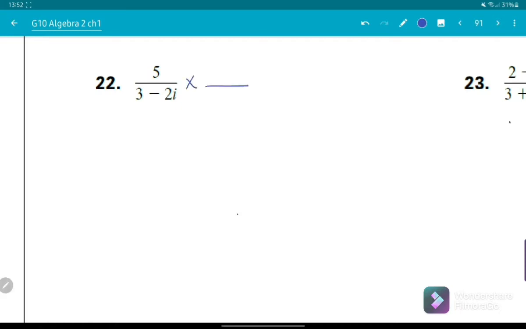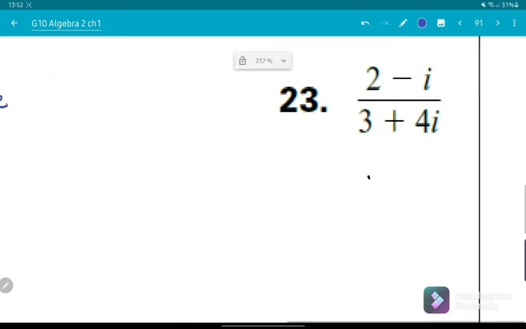we multiply up and down by the conjugate of this denominator. The conjugate means if it's 3 minus 2i, we will write it 3 plus 2i. So the conjugate here is 3 plus 2i. For example, the conjugate here will be 3 minus 4i.